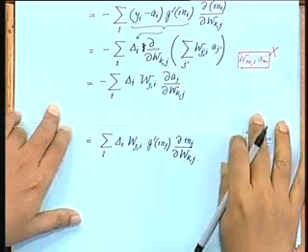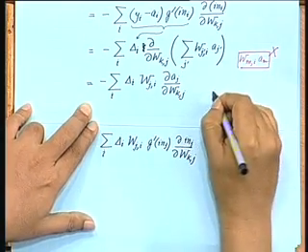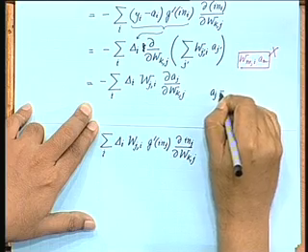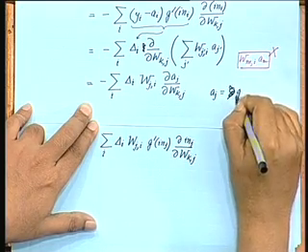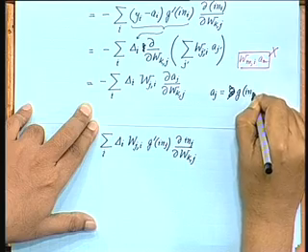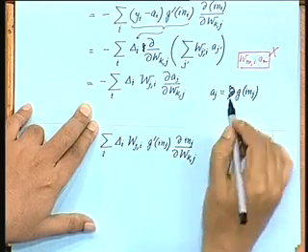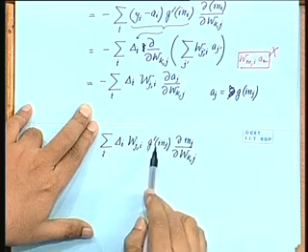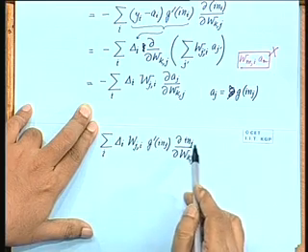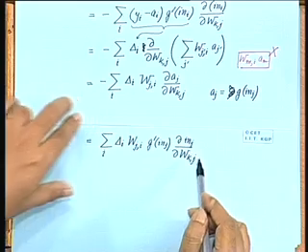How do we get this? Because our a_j is nothing but g of in_j. So, a_j is g of in_j. If we apply the differential on that, we will have g' of in_j coming out, and we will have delta of in_j by delta.